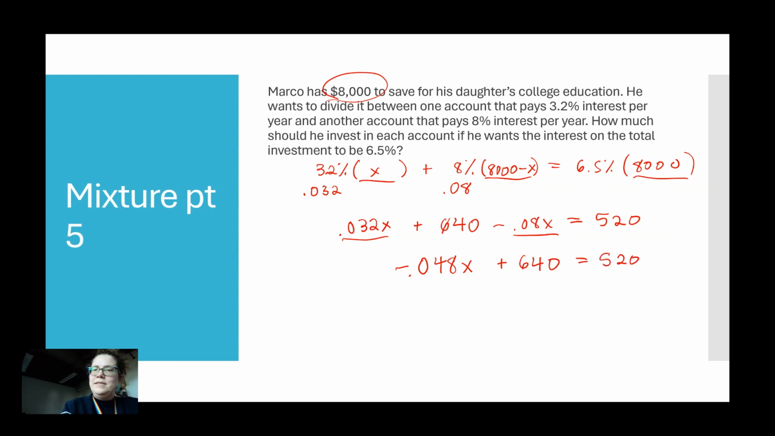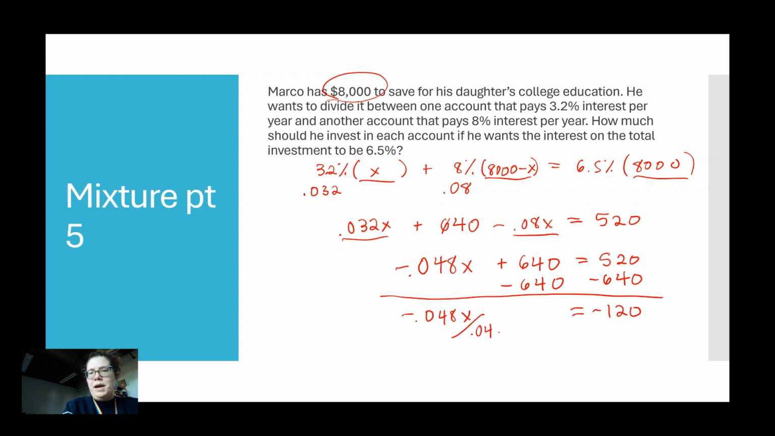It's okay that that guy's negative because look, this guy is going to be negative too. All right, so now we've got negative 120. We will divide on both sides by negative, don't forget your negative, Lindsay, 0.048. And what will we get? X equals $2,500. So the 3.2% account, right?